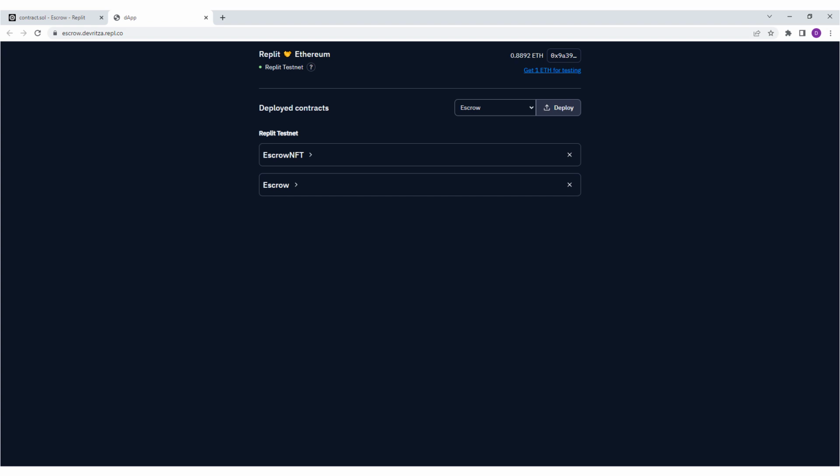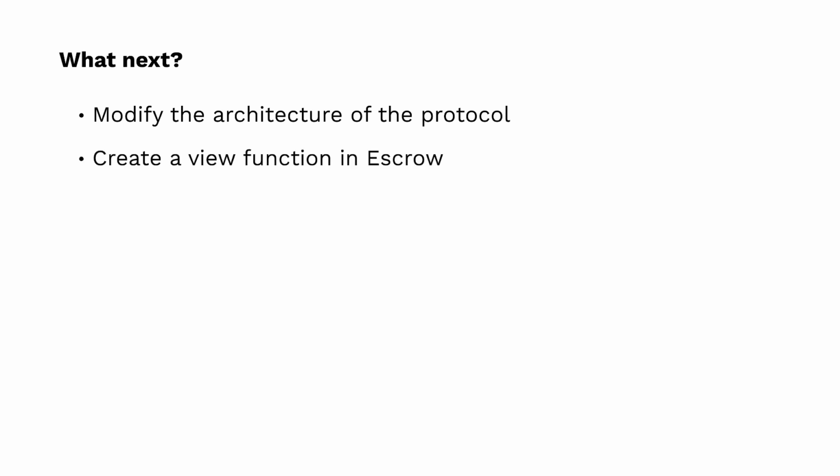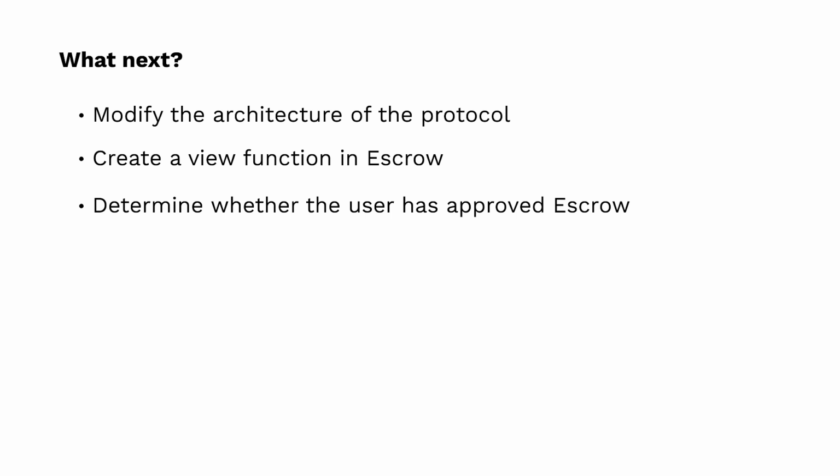This will have a negligible effect on escrow periods of multiple days, weeks, or months, but could affect short escrow periods quite significantly. Now that you've got your feet wet with Solidity development, here are some ideas for further development. Modify the architecture of the protocol to make it impossible to create a malicious version in the manner described above. Create a view function in Escrow that tells the user how much Ether is available for redemption. Determine whether the user has approved Escrow before attempting to burn tokens. Add a nice error message if they haven't.